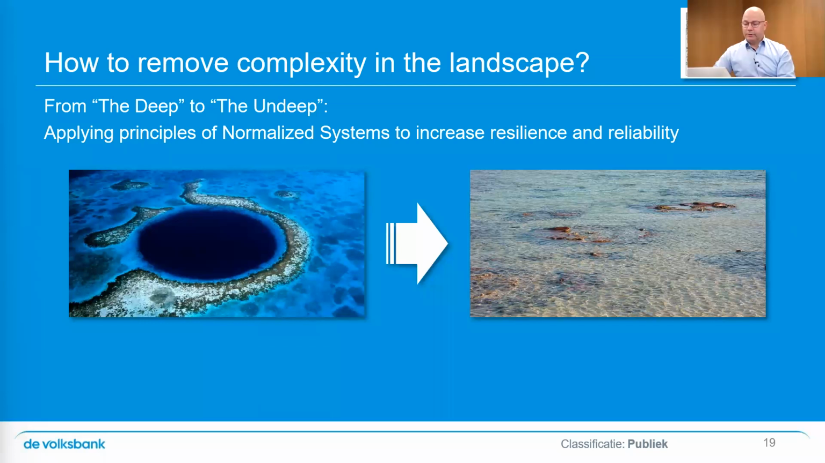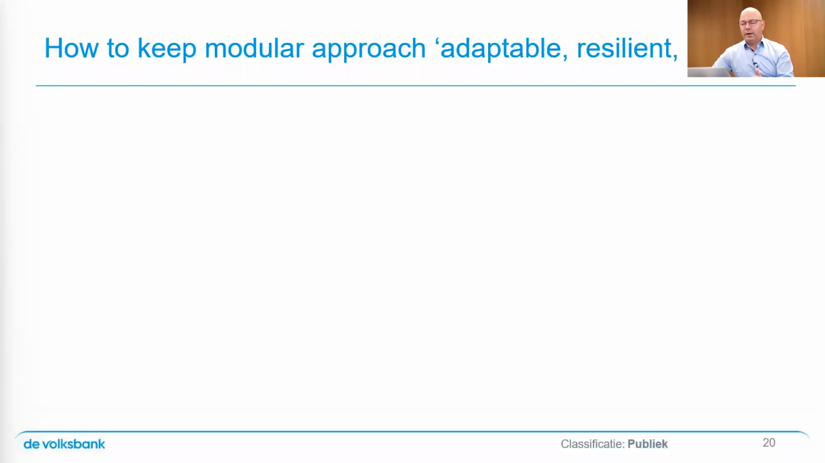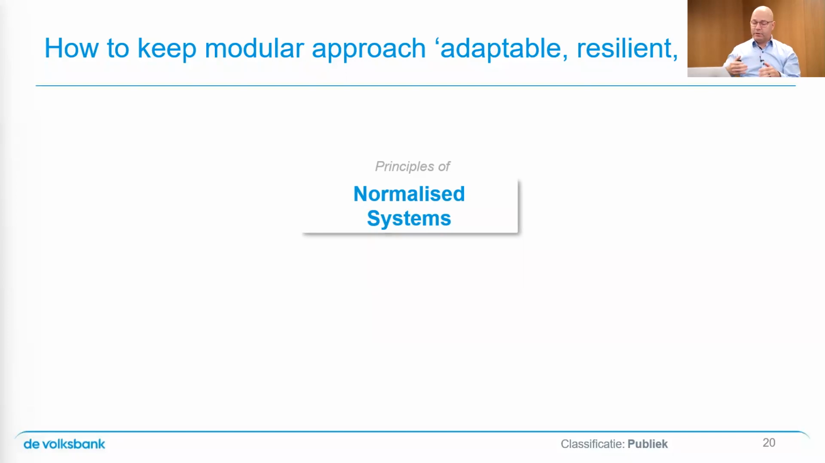Yes. So the visualization that we've used here is a very deep hole. And we want to move away from deep holes of IT and move into shallow waters of simple IT. So in order to keep an application landscape modular, adaptable, resilient, we apply the principles of normalized systems. And we do that using business capabilities. You could say a module from the normalized systems point of view is a business capability, which is a lot bigger than in the original theory by Jan van Elst and Hedwig Mannert. And we try to adhere to those principles as closely as possible.